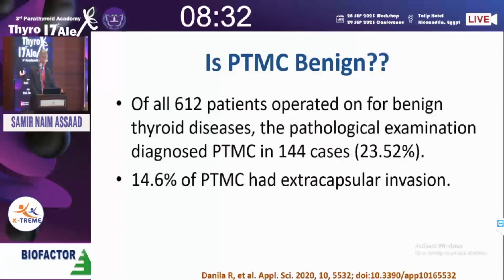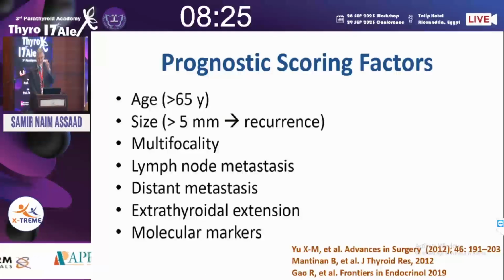So that's why they said we had to look again, saying that not all papillary microcarcinomas are benign. So they put together a prognostic score. It depends on the age, so age above 65, if the size is above 5 millimeters, if there is multifocality, lymph node metastasis, distant metastasis, or extrathyroid extension, this patient can behave like an ordinary papillary carcinoma.